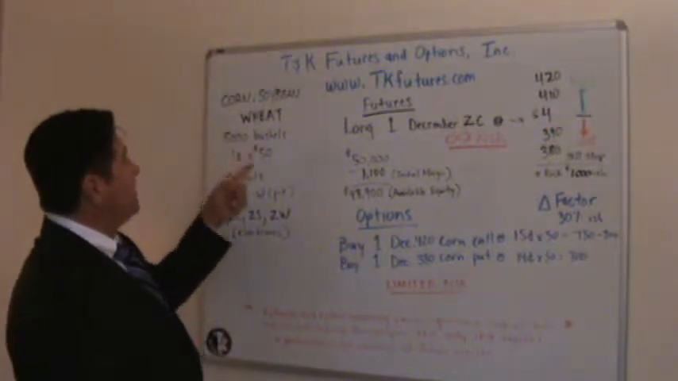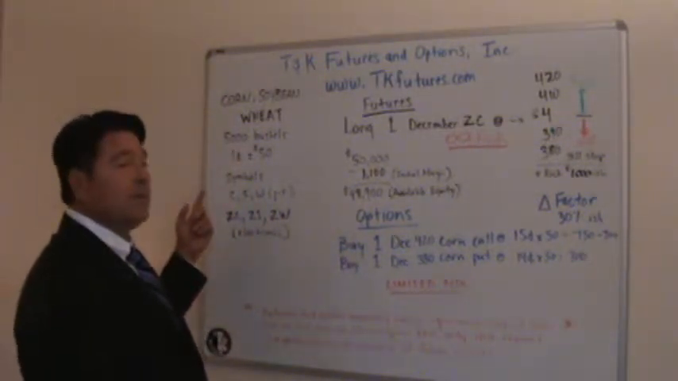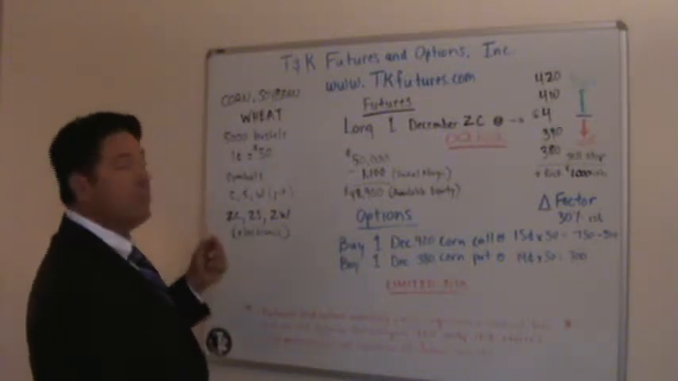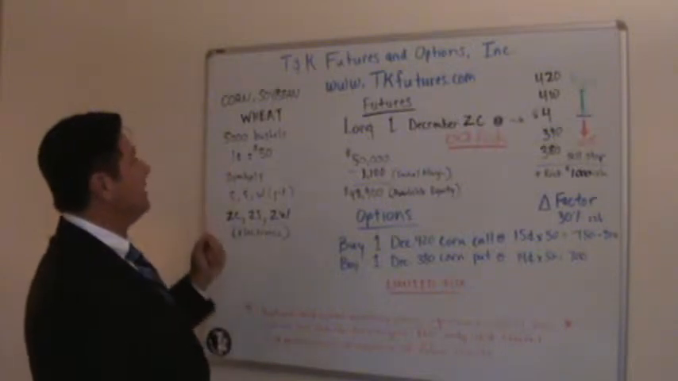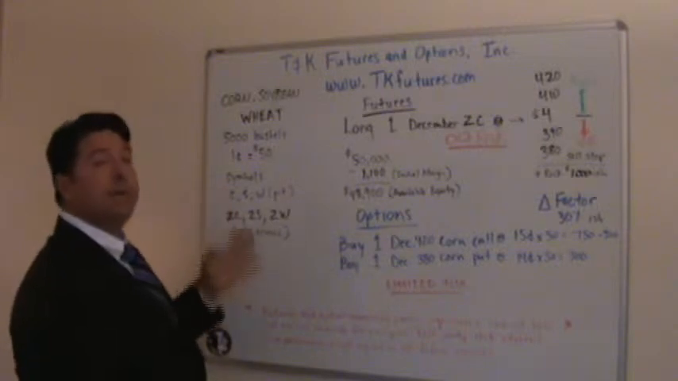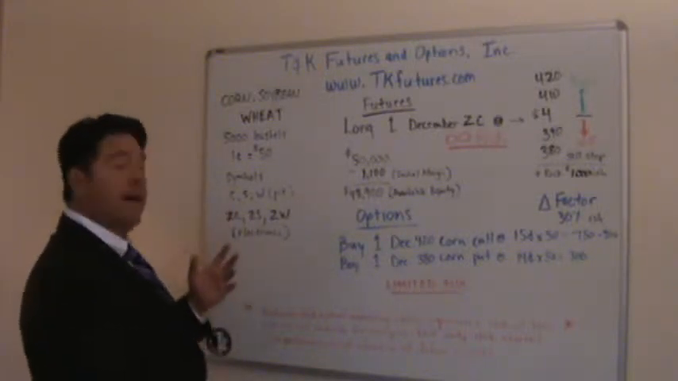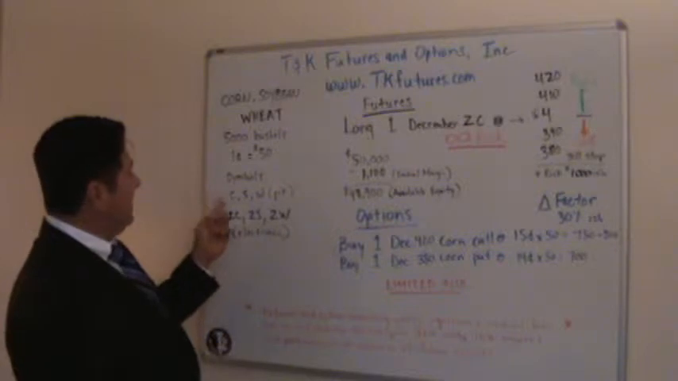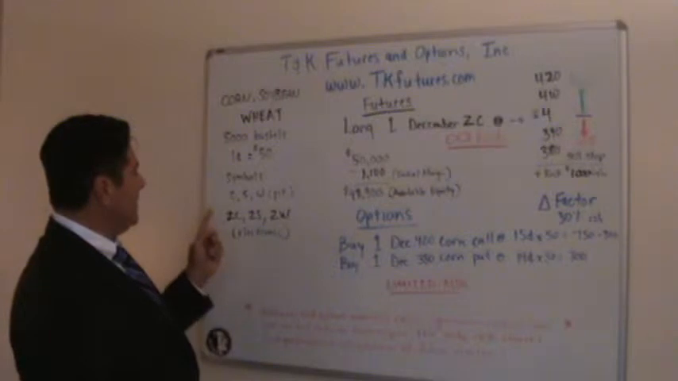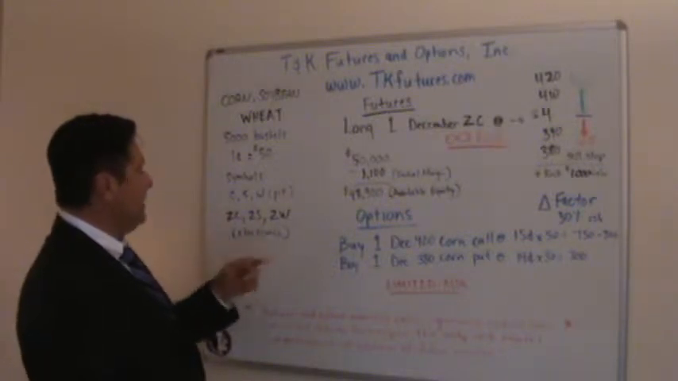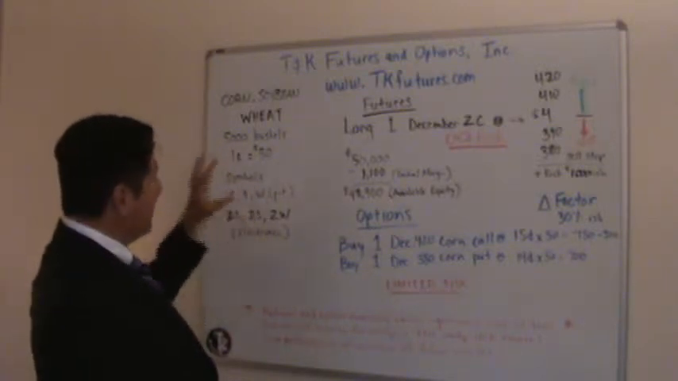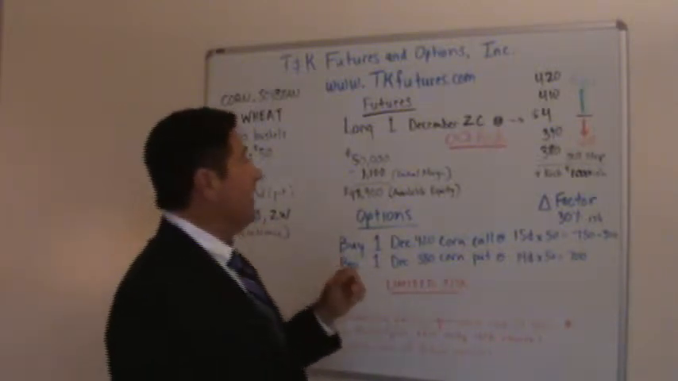The contract specifications for corn, soybeans, and wheat are all the same. So that's why I included them together here. They're 5,000 bushel contracts. Each 1 cent move is equal to $50. Here are the symbols. There are still pits for some of these futures markets, so there are the symbols for the pit: C, S, W for corn, soybeans, wheat. The electronic versions are ZC, ZS, ZW. Those are the contract specs for the markets.